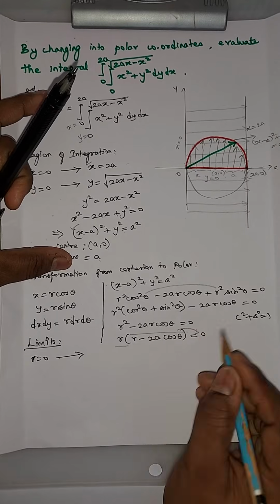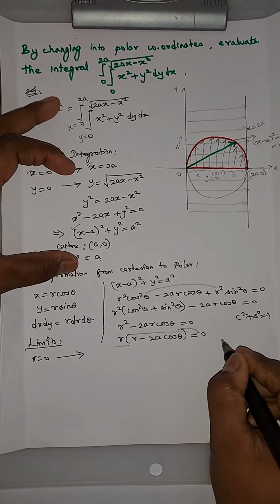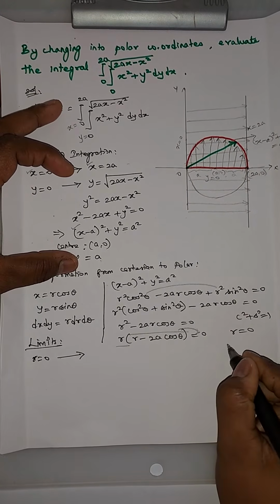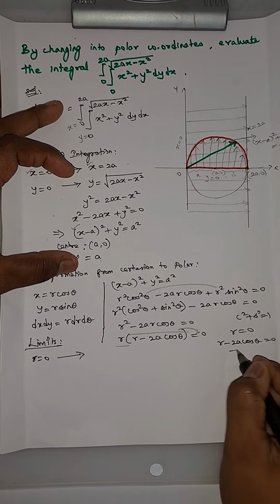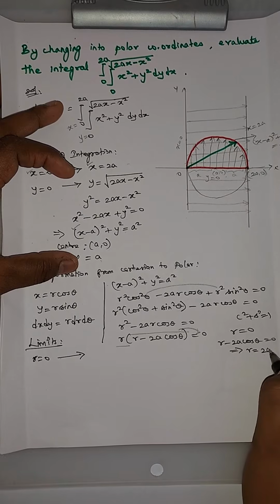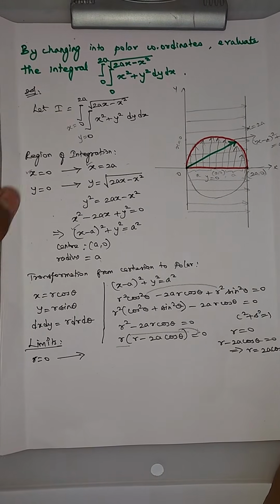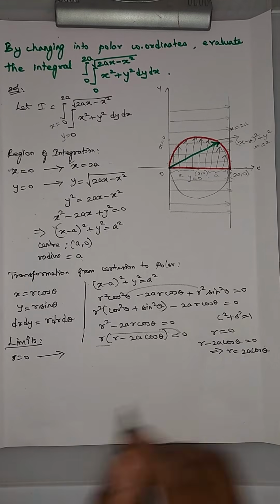Right? And finally, when we equate those two terms to 0, we get r is equal to 0 and r minus 2a cos theta is equal to 0. From that, r is equal to 2a cos theta.